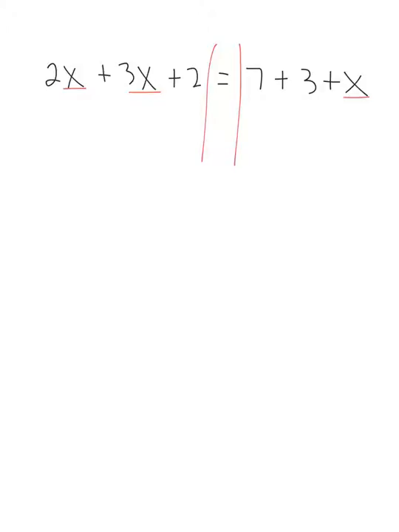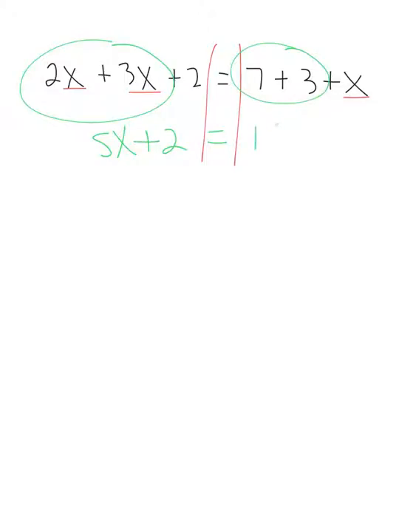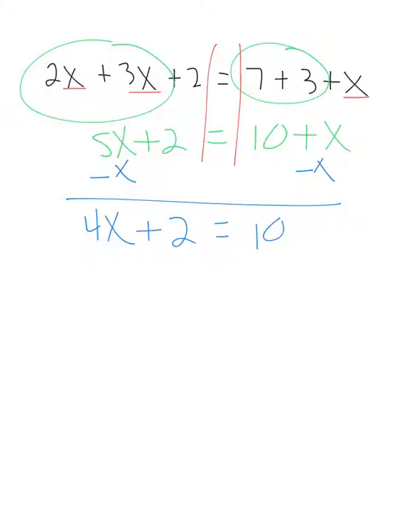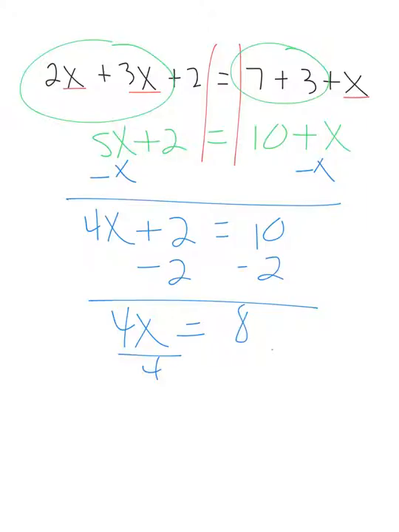So in this case here, I would combine 2x and 3x and get 5x plus 2 equals. Now here I can combine 7 and 3 and get 10. So I'm going to go ahead and do that. And I am going to subtract x from both sides. And I get 4x plus 2 equals 10. Then I will subtract 2. 4x equals 8, and I have x equals 2.